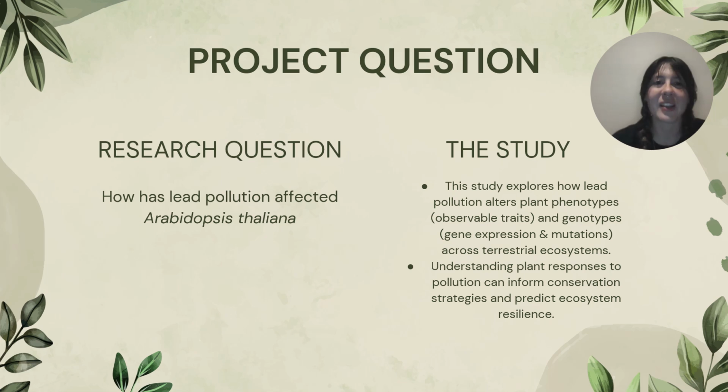With all of that information, this brings us to our central question. How has lead pollution affected the Arabidopsis thaliana? This study looks at both the physical traits, or the phenotypes, and the gene activity, or the genotypes, of Arabidopsis in response to lead exposure. By focusing on this model plant, we're aiming to uncover how environmental toxins impact biological function, and in doing so, provide insights that can inform conservation strategies, help predict how plant communities might respond to future environmental challenges, and allow us to understand the resilience of potential invasive species. Next, Infinity will go ahead and start explaining our methodologies.